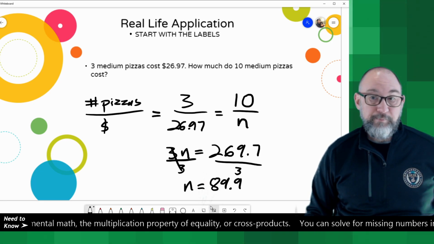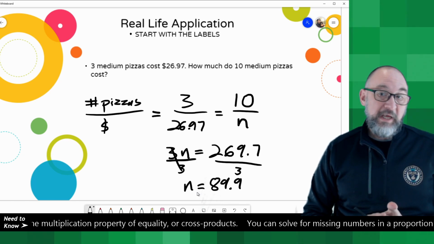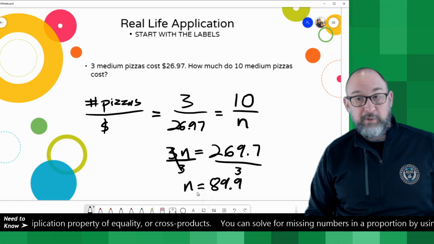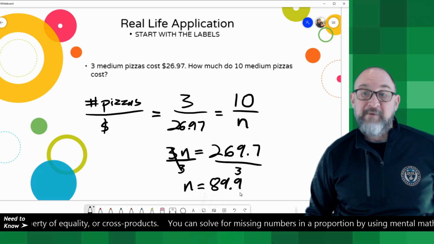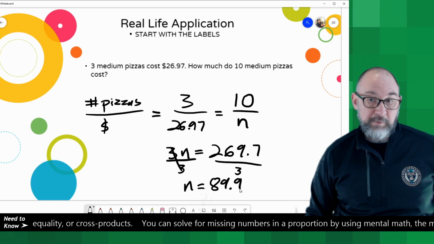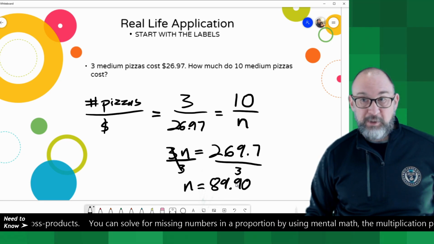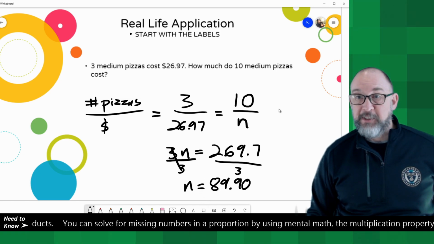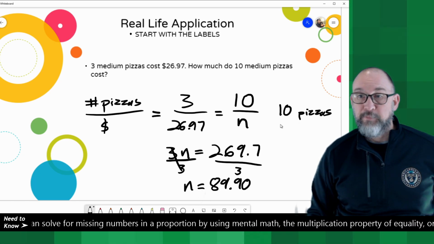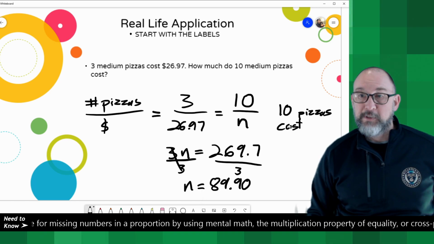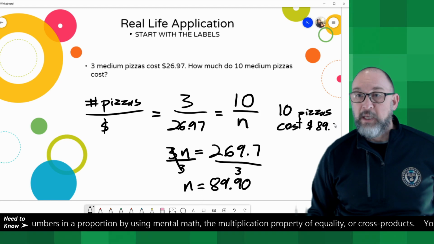Now be careful. N is the cost of 10 pizzas. We don't say things cost $89.9. Money has 2 decimal places. Whenever you have 1 digit in the tenths place, you need to add a trailing 0. So the answer to this question would be 10 pizzas, 10 medium pizzas, cost, oh, let me fix that, cost $89.90.